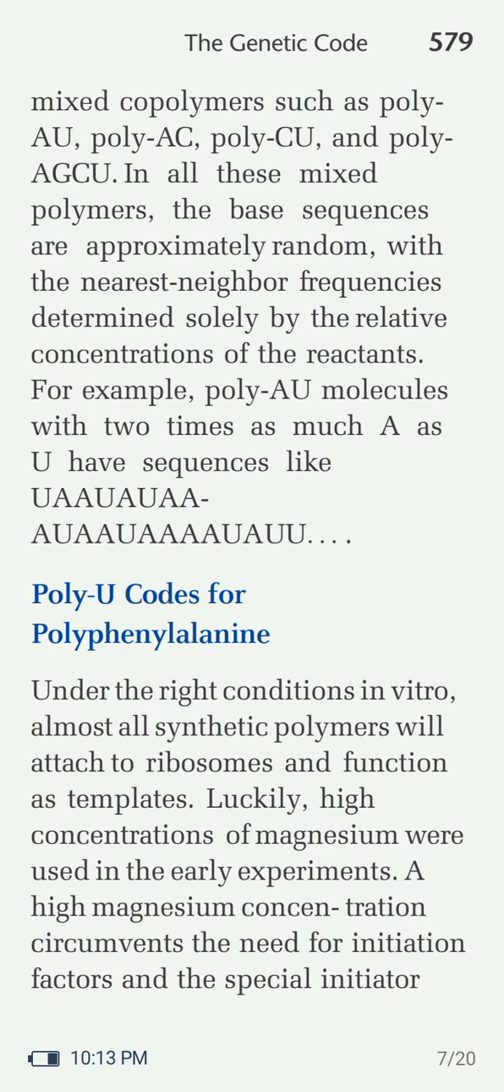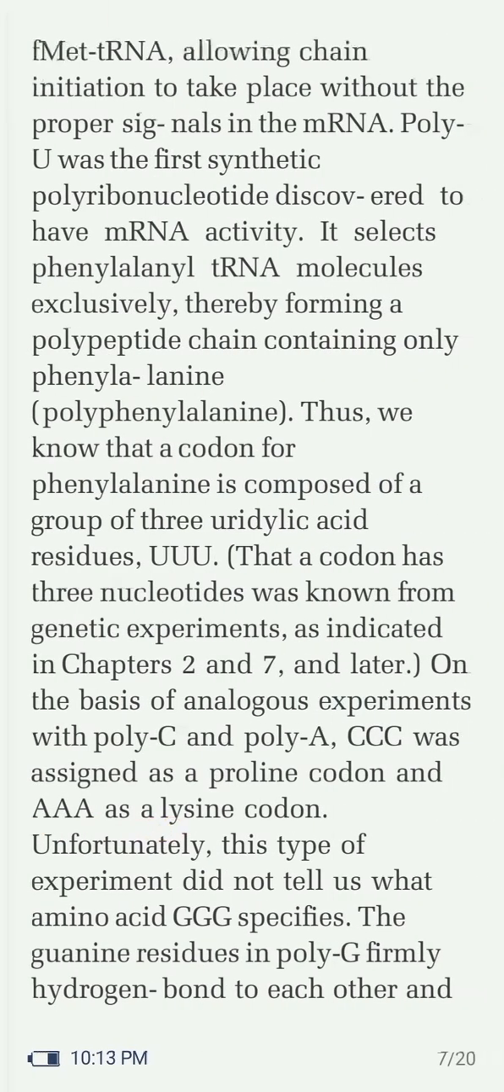polyphenylalanine. Under the right conditions in vitro, almost all synthetic polymers will attach to ribosomes and function as templates. Luckily, high concentrations of magnesium were used in the early experiments. A high magnesium concentration circumvents the need for initiation factors and the special initiator F-MET tRNA, allowing chain initiation to take place without the proper signals in the mRNA. Poly-U was the first synthetic polyribonucleotide discovered to have mRNA activity.